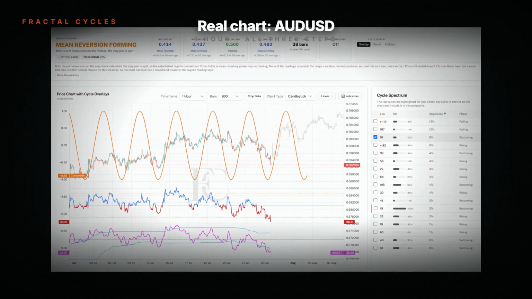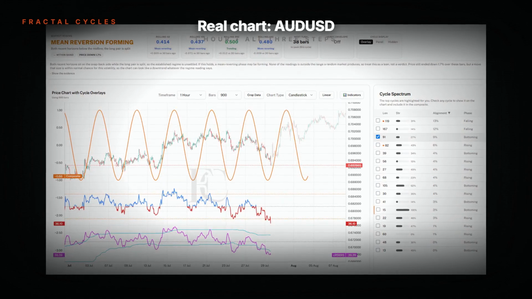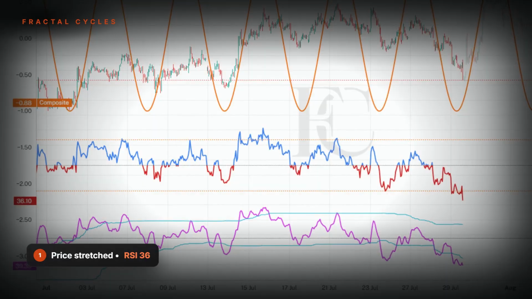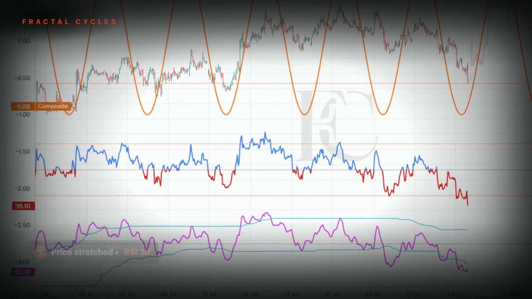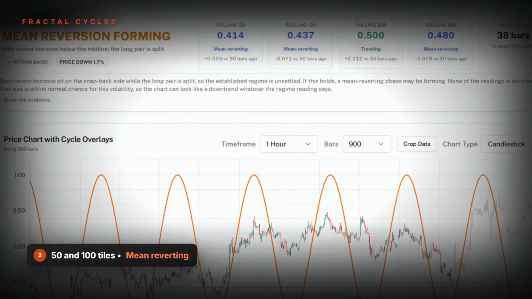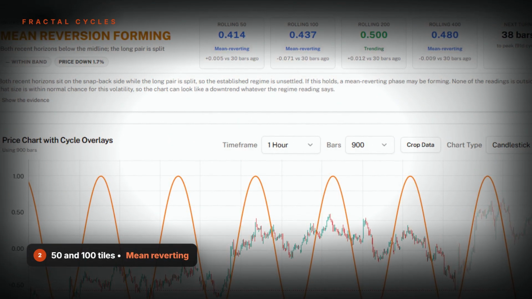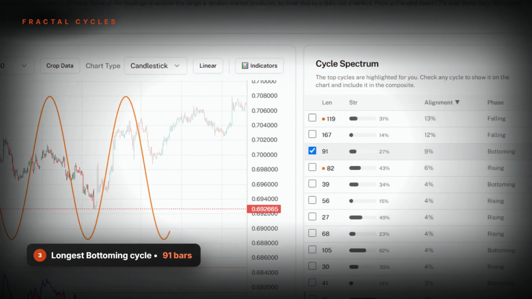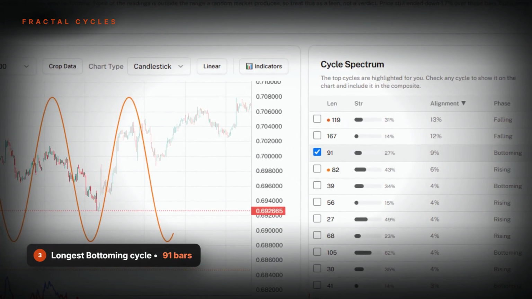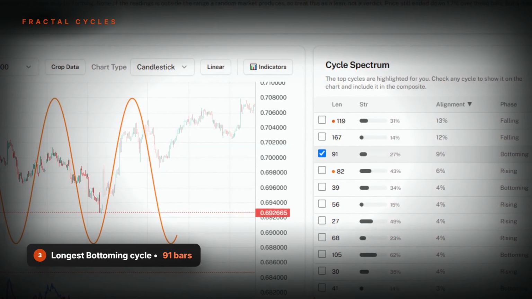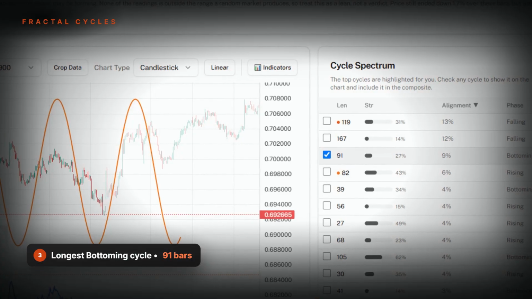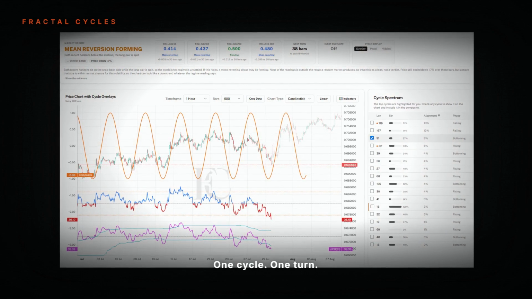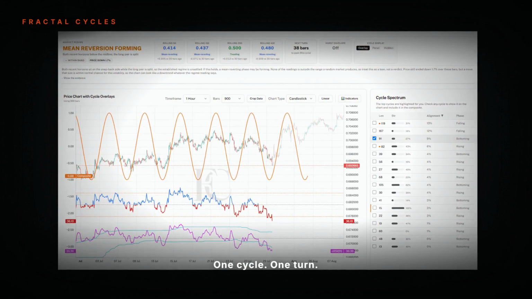This is the Australian dollar against the US dollar on the 1-hour chart. For step 1, RSI sits at 36, and because that is below 40, the price is stretched downward. For step 2, the 50 tile and the 100 tile both read blue, which is mean reverting, and so this is a rubber band market right now. For step 3, the top 5 cycles by fit include 2 bottoming rows, one at 91 bars and one at 39 bars, and so I take the longer one, which is 91. That single cycle marked the low, and the rally that followed is exactly what the method was built to catch.